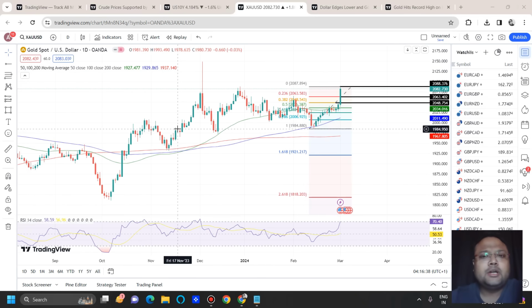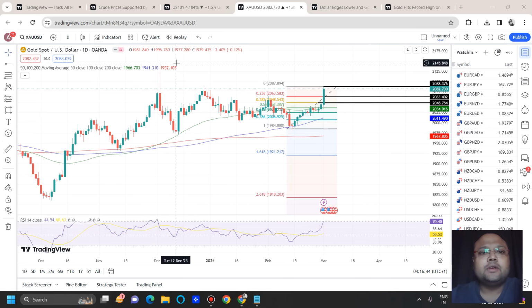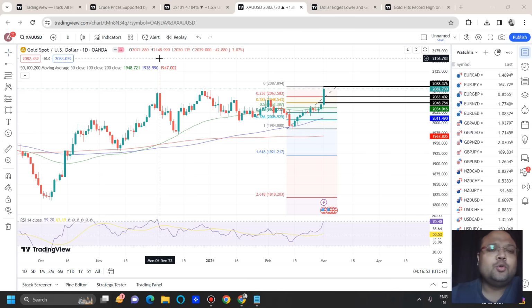And on the daily chart, we do not have any particular level. We just see that we have a strong big bullish candle and a strong resistance around 2150. And if you are a lover of gold, you have been trading gold, you must be remembering the day when gold made a high of 2150.